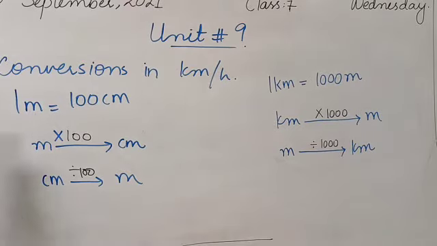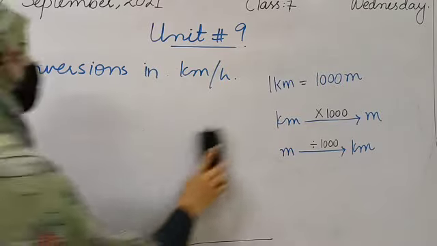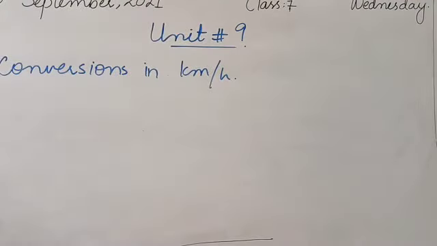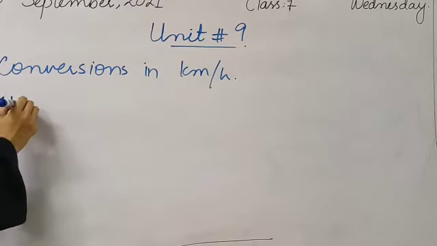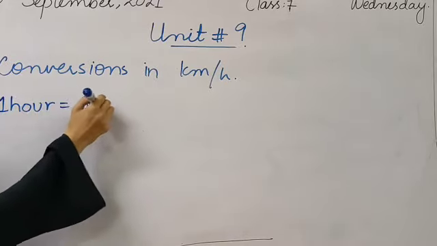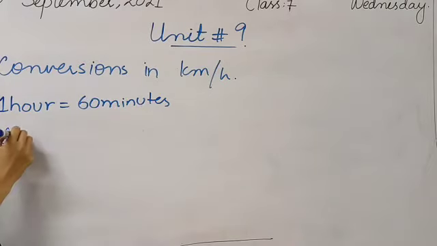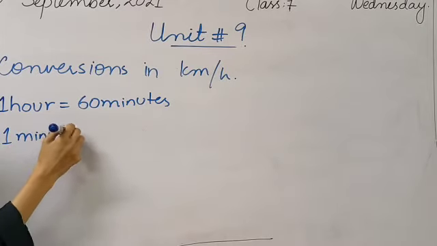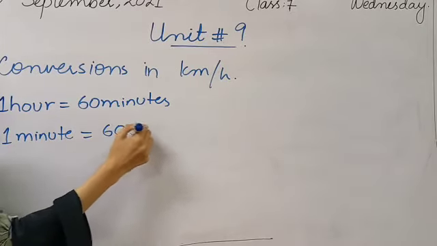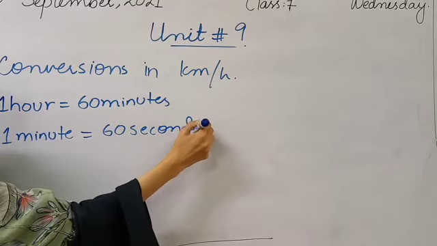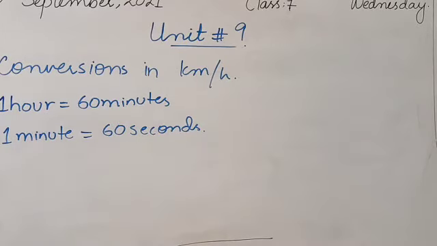Now let's move to the conversion of time. 1 hour is equal to 60 minutes and 1 minute is equal to 60 seconds. Okay? 1 hour contains 60 minutes and in 1 minute we have 60 seconds.